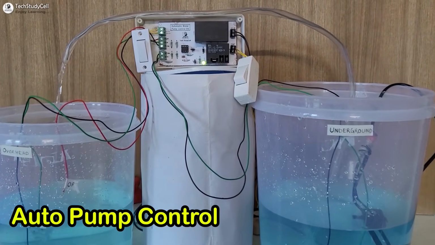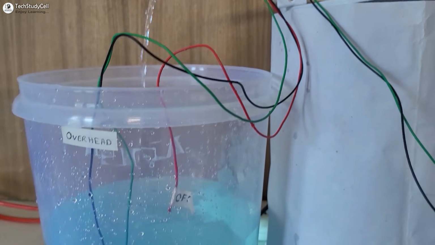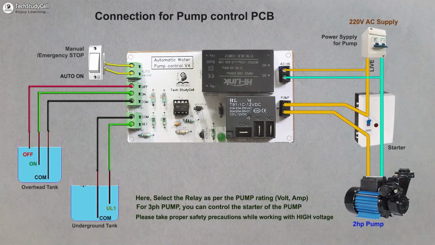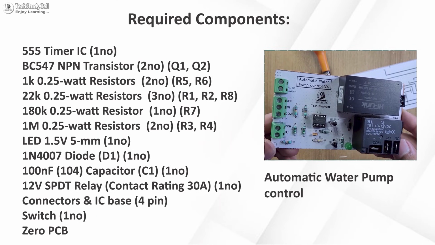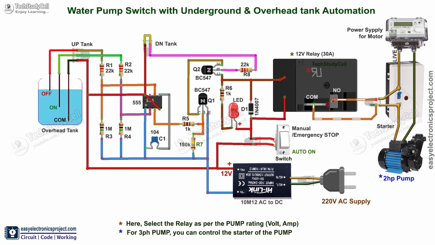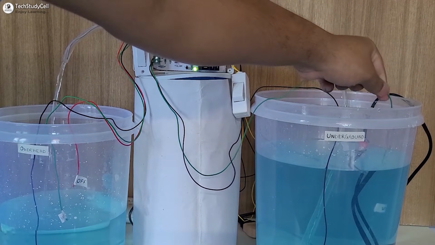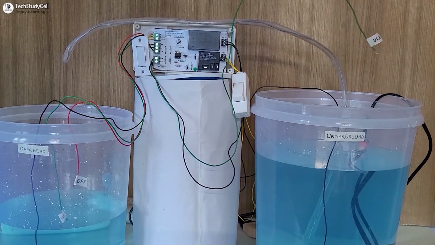Next we will make a very useful automatic water pump switch using 555 timer IC. For that, these are the required components, and you have to connect all these components as per this circuit diagram. Now in the circuit you can also add dry run protection if you have an underground tank. So if there is no water in the underground tank, the pump will automatically stop.